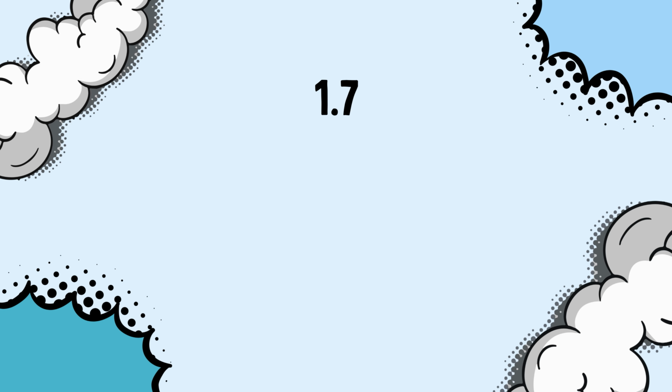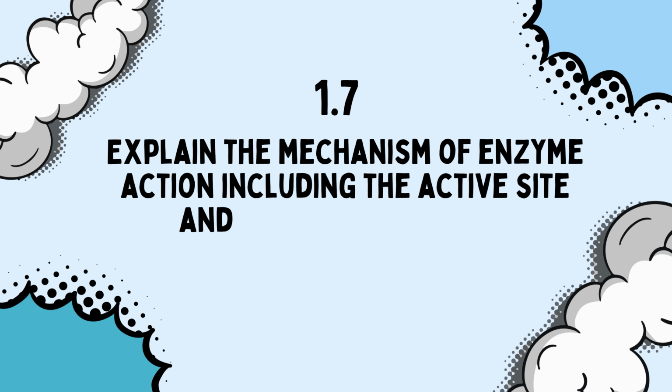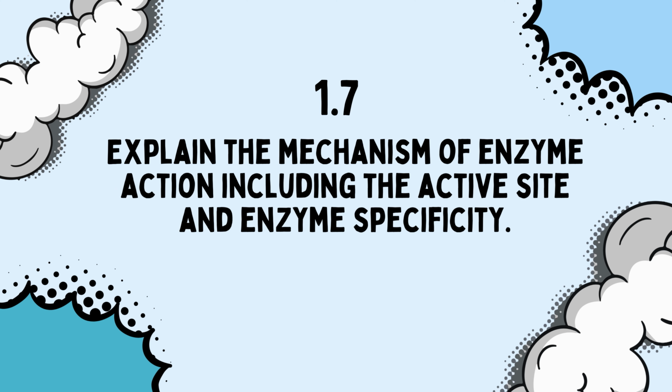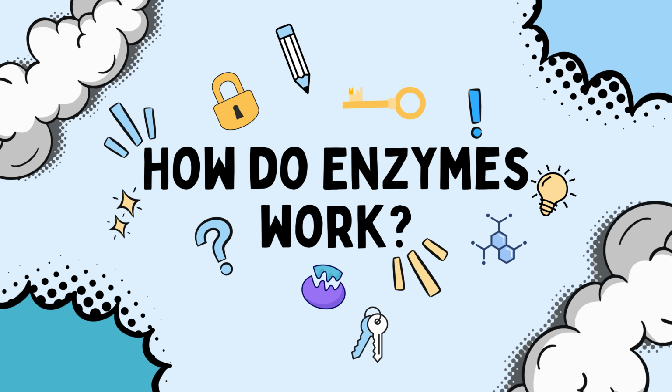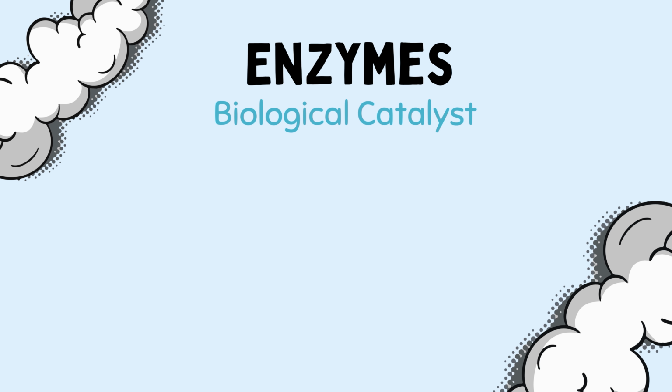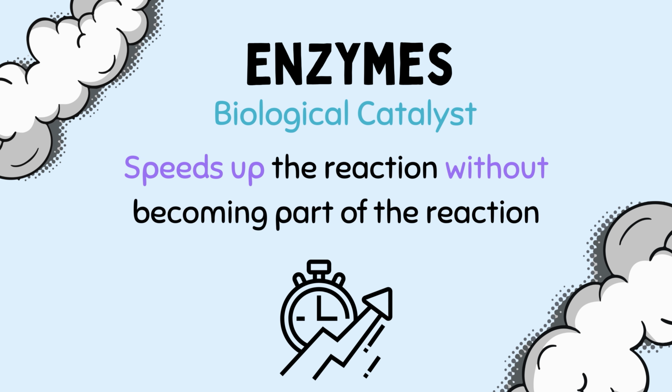Specification point 1.7. Explain the mechanism of enzyme action, including the active site and enzyme specificity. To successfully answer any GCSE question linked to this specification point, you will need to know what an enzyme is and how it works. Enzymes are biological catalysts. A catalyst speeds up a reaction without becoming part of a reaction. You will learn more about this in chemistry.